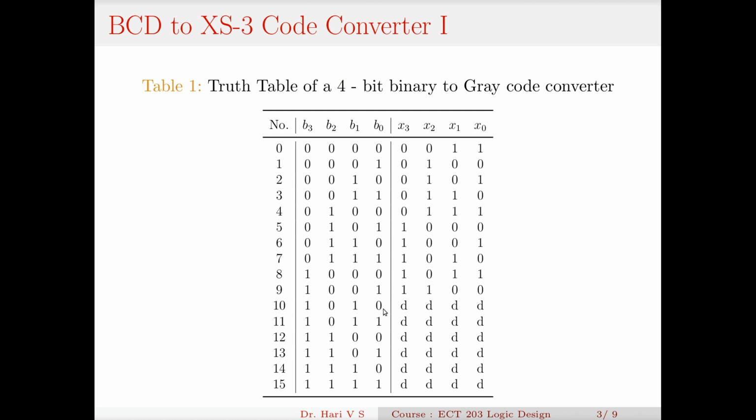After 1001, that is 1010 to 1111, all patterns are don't care conditions. So here I put a D everywhere. These are all don't care conditions. So now I have to design these x3, x2, x1, x0 with the help of 4 Karnaugh maps.